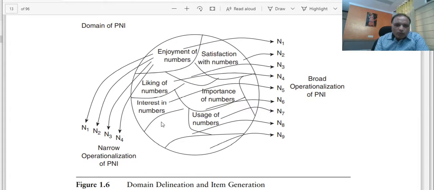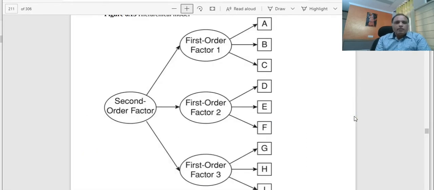So we have the whole particular construct with these different dimensions, right? Here you can see this domain of PNI we need to capture. This is in qualitative terms, but when we have these indicators, 1 2 3 4 5 6 7 8 9, these questions will help us operationalize our constructs. So here we have generated items from the variables, or from these dimensions, right? So this is another example of a reflective one.